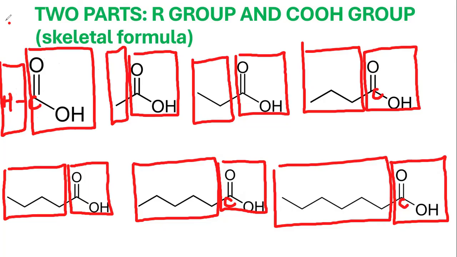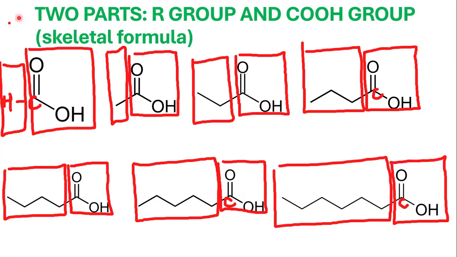That is very important in naming it. You first have to identify that it is a carboxylic acid. How do we know if it's a carboxylic acid? When I'm looking at these diagrams, what do they even mean? Now you have a better understanding of what they mean. You know that a carboxylic acid has two parts, the R group and the carboxyl group.